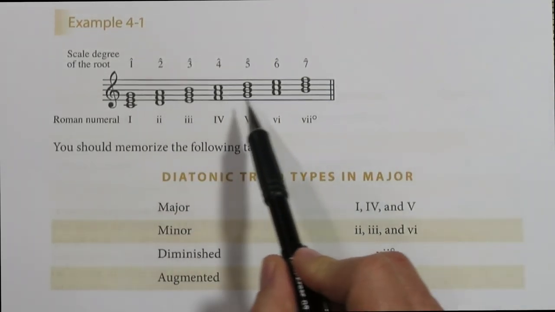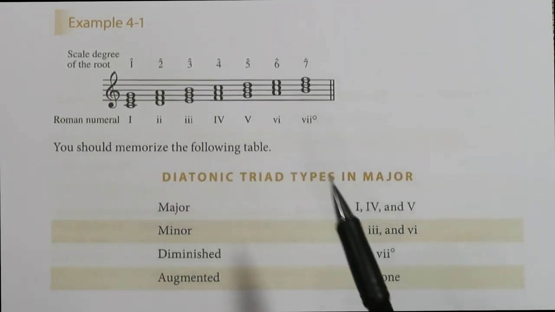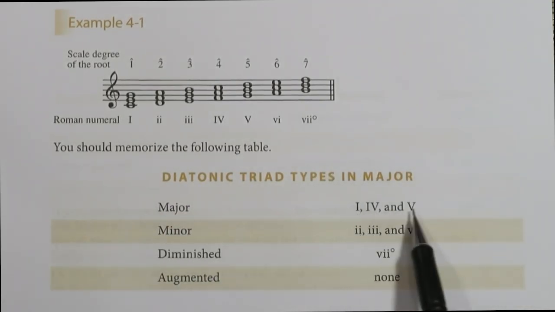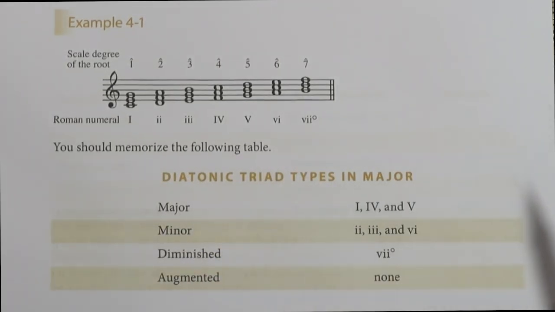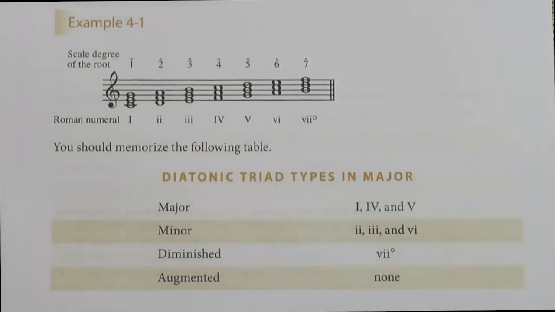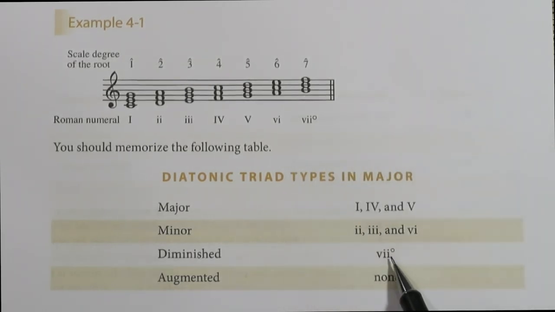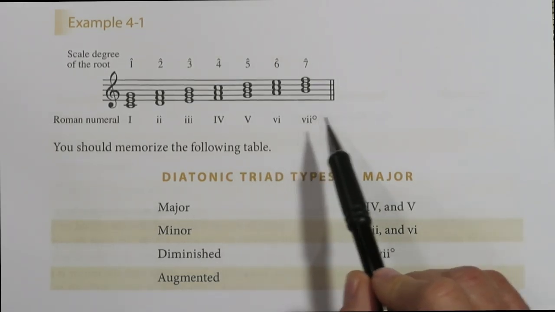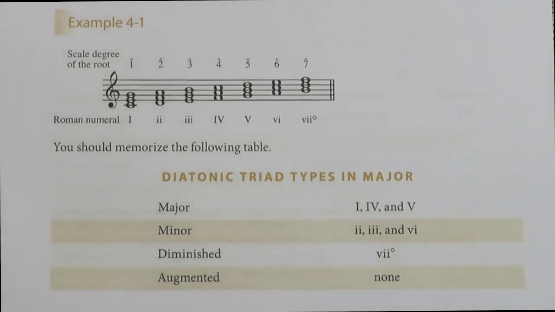But since the qualities of the chords are different, that's indicated by whether they're uppercase, like the 1, 4, and 5. These are your major chords. And the 2, 3, and 6, these are the minor chords. And your 7 is the diminished. So it has a lowercase Roman numeral with the little circle for the diminished symbol.